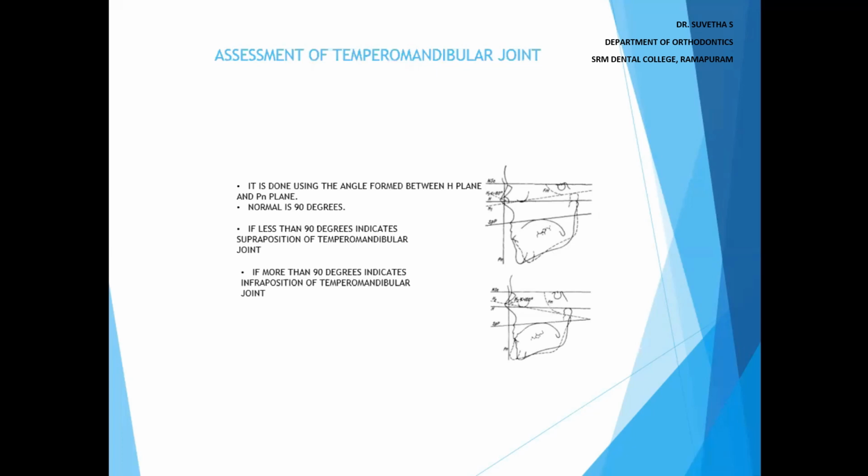facial form. Similarly, when you see the picture that is present on the lower right side, you can see a change in the TMJ position. When there is a downward displacement of the TMJ position, the H angle is increased to 100 degrees and the mandible is positioned forward and the lower facial height is also reduced. This indicates class 3 features. So this shows that the H angle, that is the angle that is formed between the FH plane and the PN plane, is reduced in class 2 cases and increased in class 3 cases.